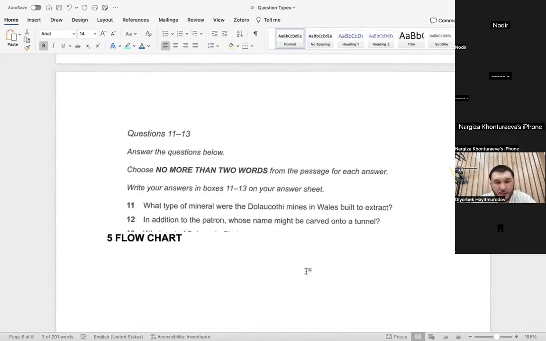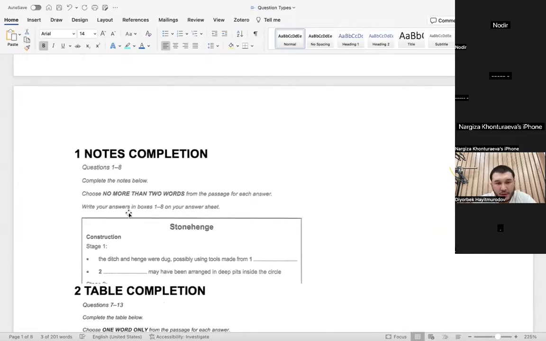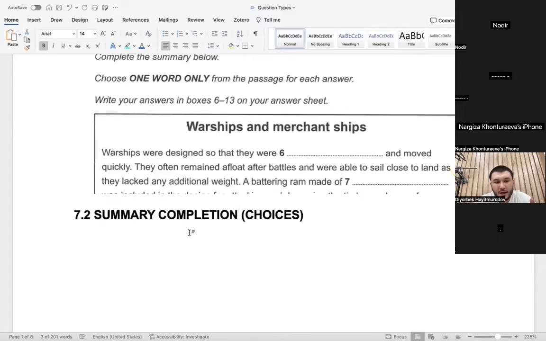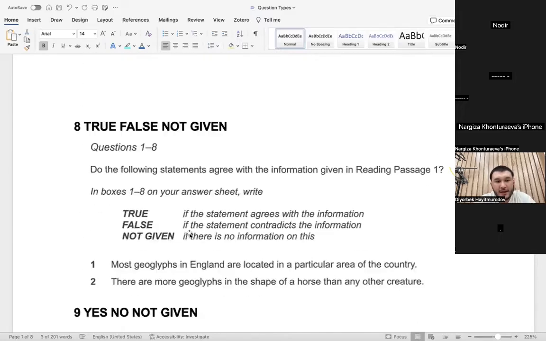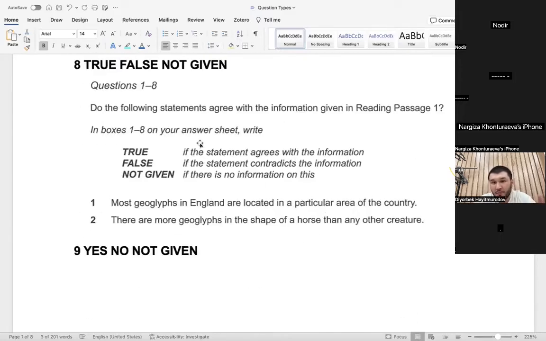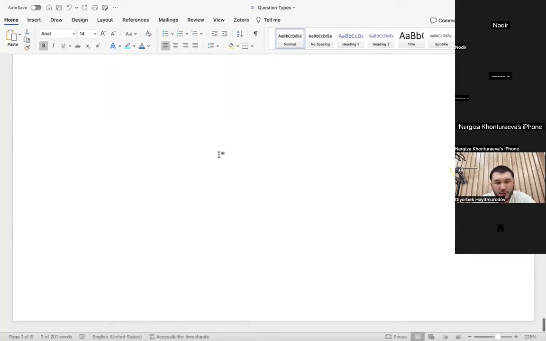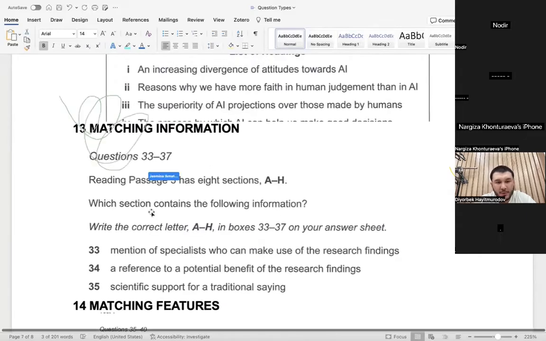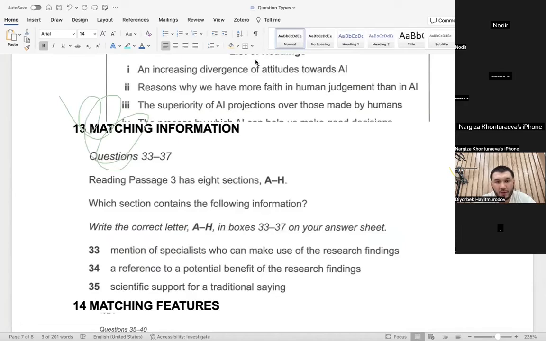Notes completion, this is the easiest type. We're going to talk about what to do. Then in passage 1, another type of question they use is true, false, not given, IELTS's most popular type of question. In passage 2, we have matching information. Which paragraph contains the following information?